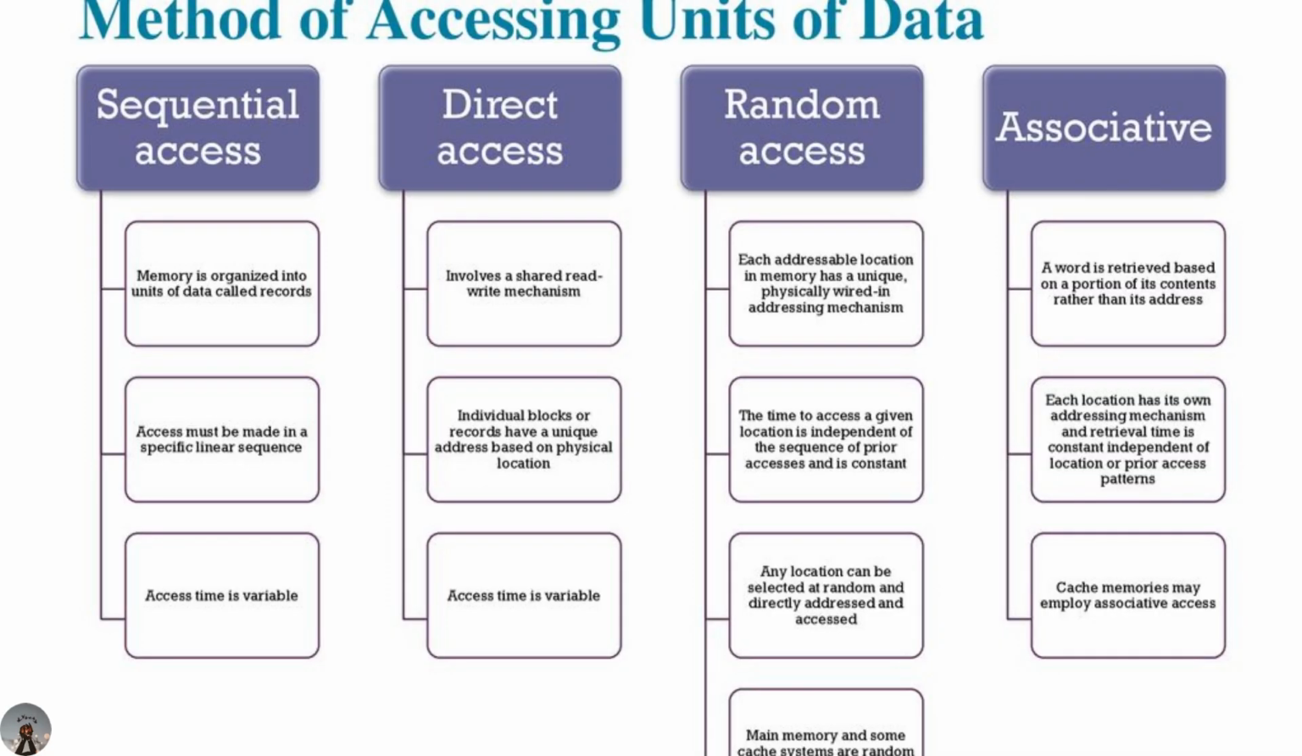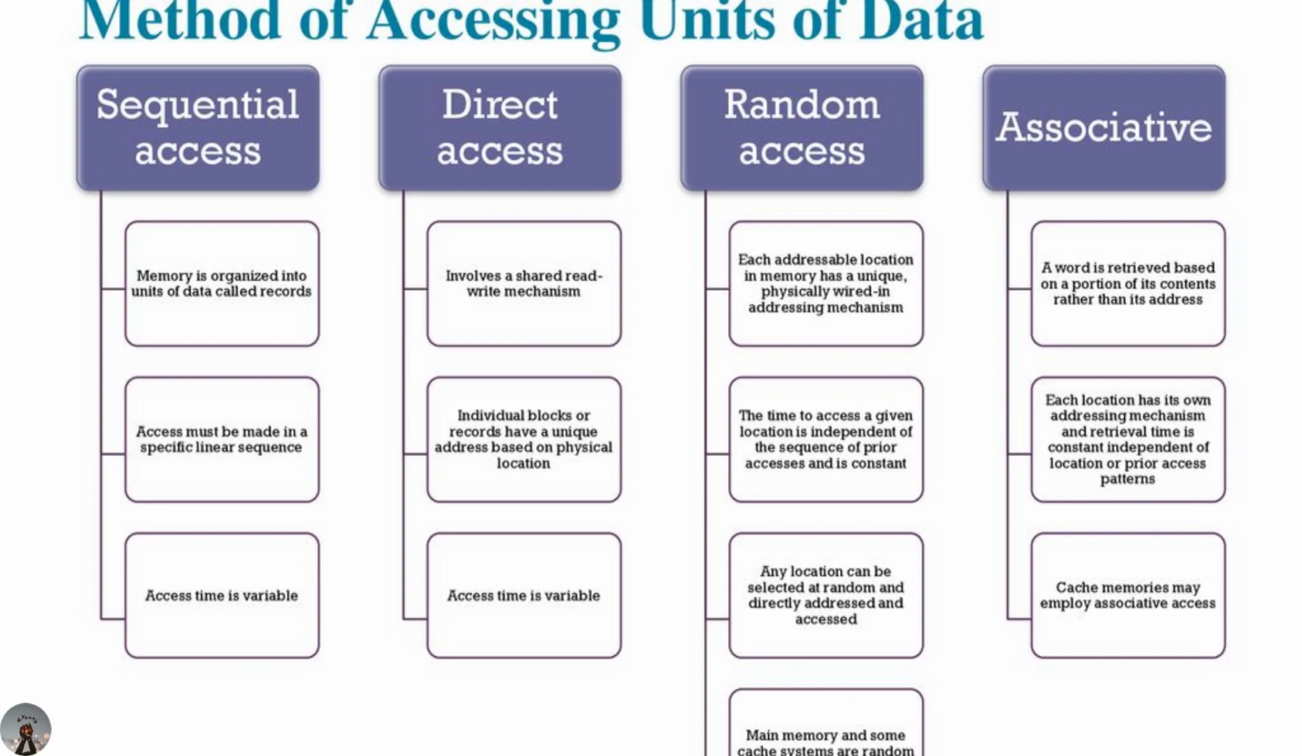Hello guys, I'm Bhargav from Group 5 and I am here to explain methods of accessing units of data. First, what is an access method? An access method defines the technique that is used to store and retrieve data. So what are the different methods of accessing units of data? First is sequential access. In sequential access, this method reads data in a linear fashion, such as reading a file from beginning to end. It means that you have to go through each element one by one.